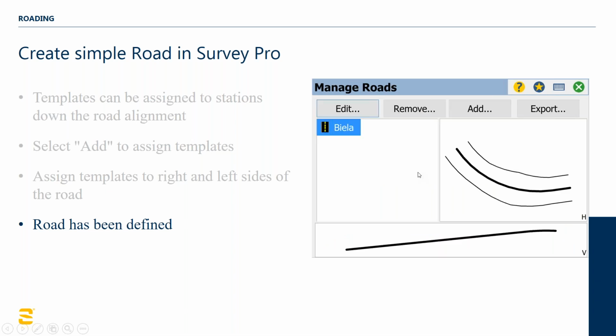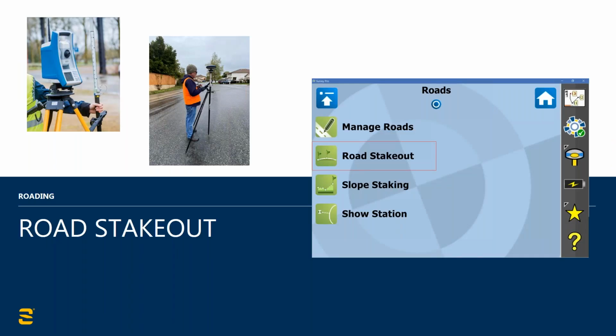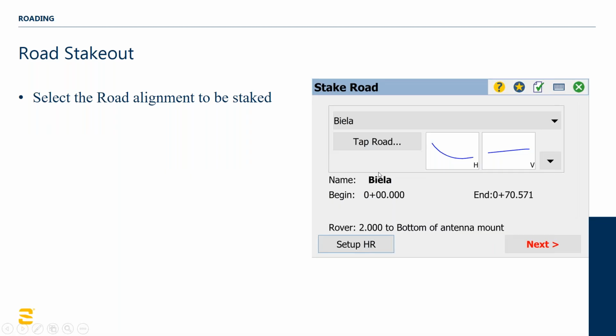Well, the road's been defined. You see roughly the way it looks. This is the same road as rendered by Survey Office. And now it's ready to be staked, right? So road stakeout. We can select our road.